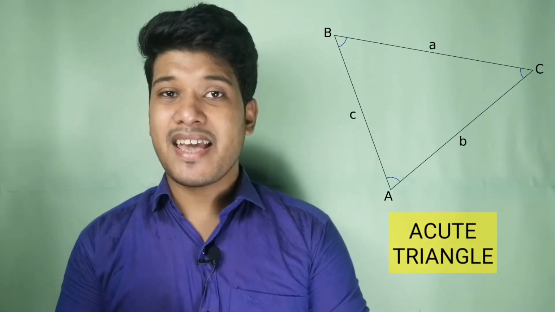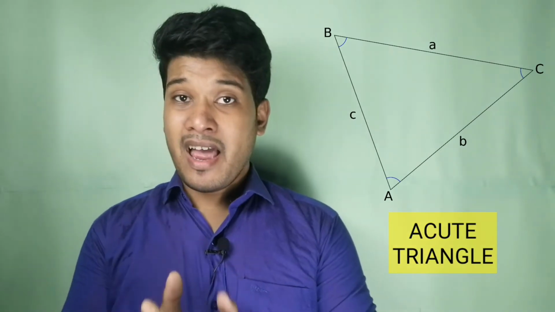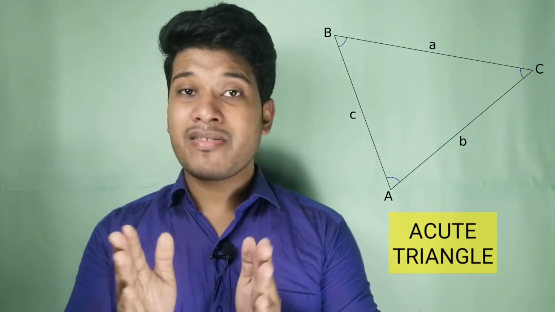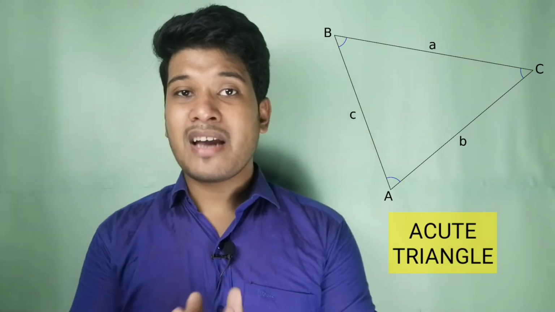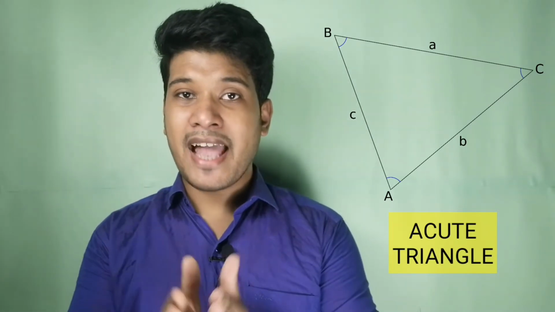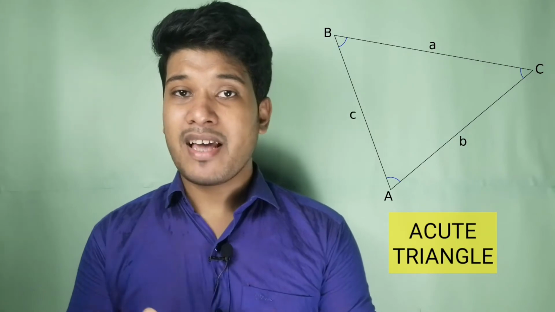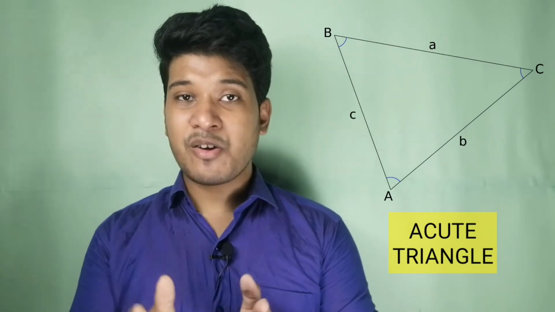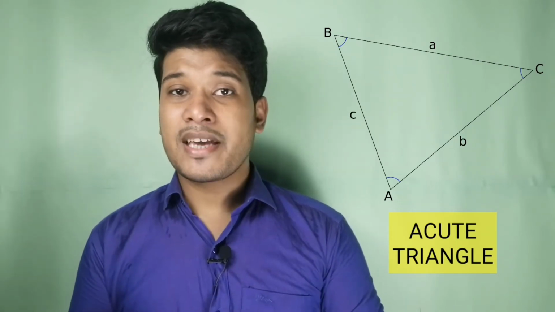Then comes the acute triangle. As I said, acute means an angle lower than 90 degrees. So if a triangle has all 3 angles lower than 90 degrees, that means acute angles, then we can call it an acute triangle. Okay, that was all about triangles. Let's move on to quadrilaterals.